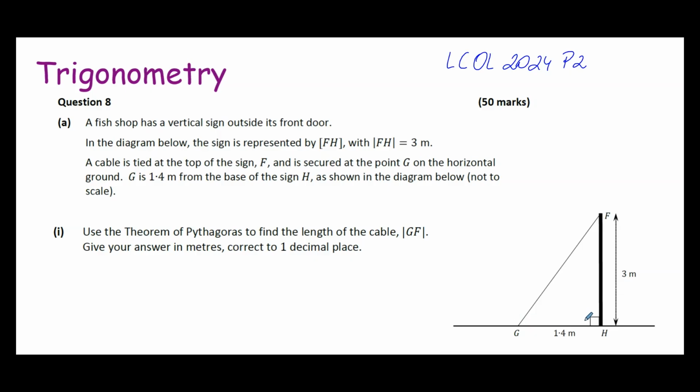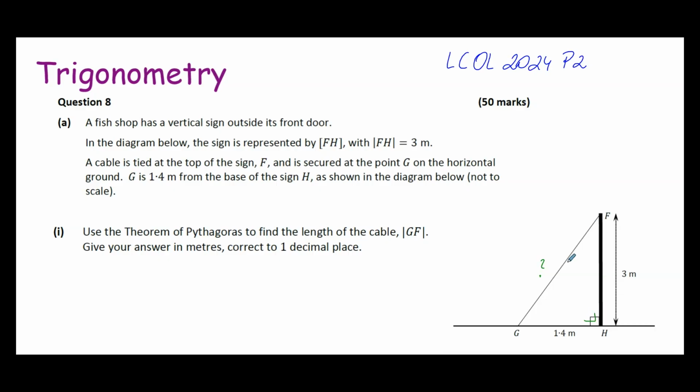When they are saying horizontal, that means that creates a right angle here. G is 1.4 meters from the base of the sign H. And again, we can see that from G to H, 1.4 meters, as shown in the diagram below, not to scale. So what do we need to do? Use the Theorem of Pythagoras to find the length of the cable, GF. So this is the length we are looking for. Give your answer in meters, correct to 1 decimal place.